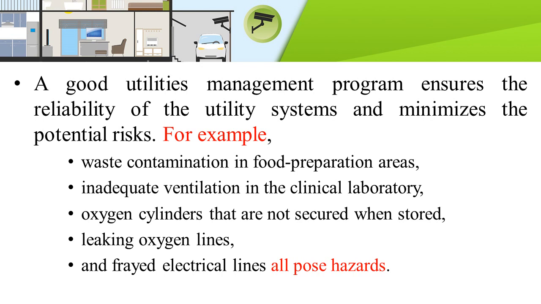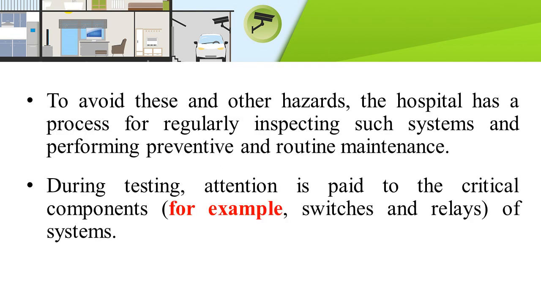For example, waste contamination in food preparation areas, inadequate ventilation in the clinical laboratory, oxygen cylinders that are not secured when stored, leaking oxygen lines, and frayed electrical lines all pose hazards. To avoid these and other hazards, the hospital has a process for regularly inspecting such systems and performing preventive and routine maintenance. During testing, attention is paid to the critical components, for example switches and relays of systems.